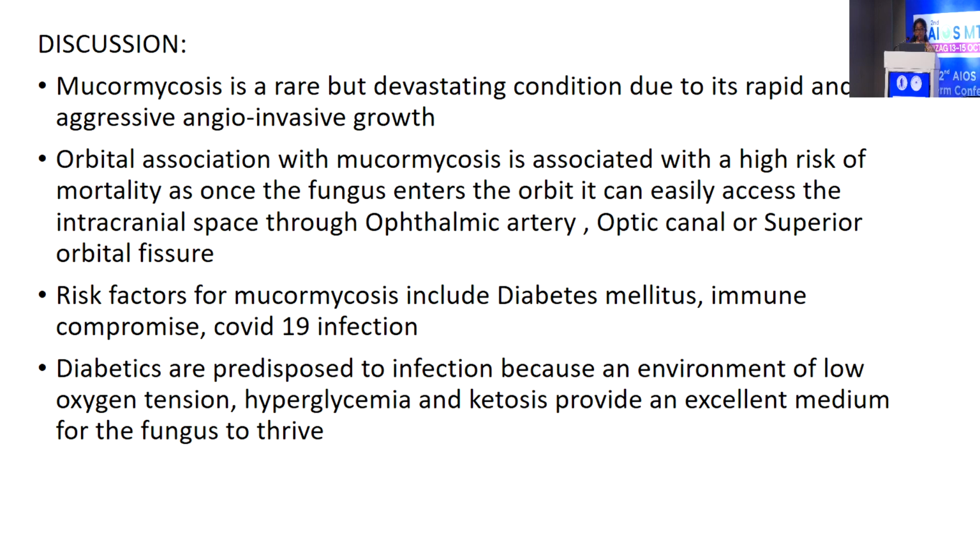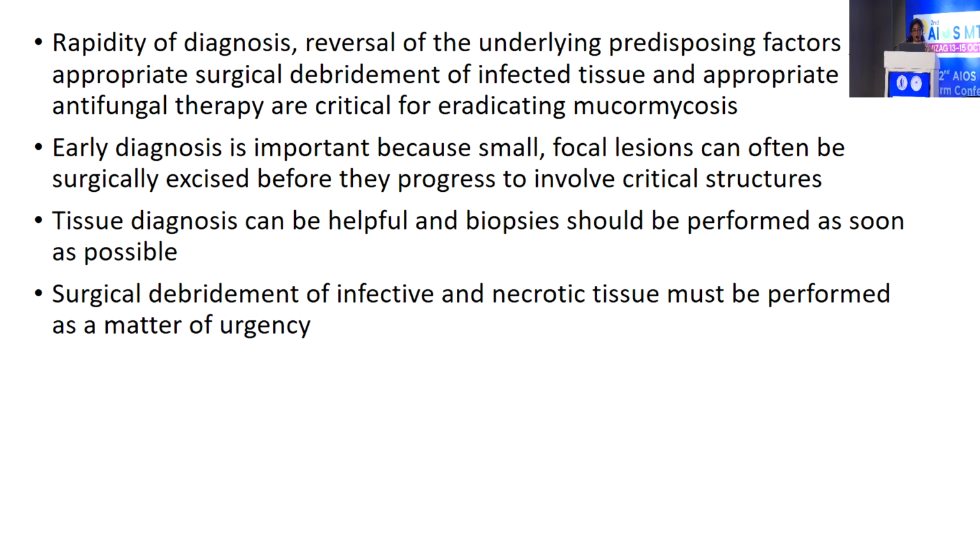Risk factors for mucormycosis include diabetes mellitus and immunocompromised states. Diabetics are predisposed to infection because an environment of low oxygen tension, hyperglycemia and ketosis provides an excellent medium for the fungus to thrive. Rapidity of diagnosis, reversal of underlying predisposing factors, appropriate surgical debridement of the infected tissue and appropriate antifungal therapy are critical for eradicating mucormycosis.